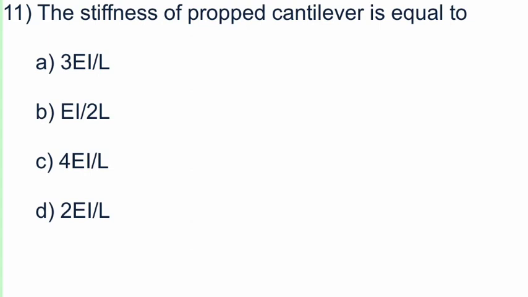11th question. The stiffness of proper cantilever is equal to option A 3EI by L, option B EI by 2L, option C 4EI by L, and option D 2EI by L. And the answer is option C 4EI by L. The stiffness of a proper cantilever is equal to 4EI by L. And what is the stiffness of a simply supported beam? It is 3EI by L.